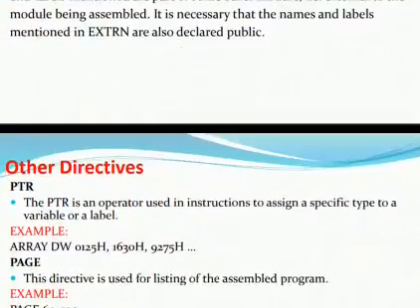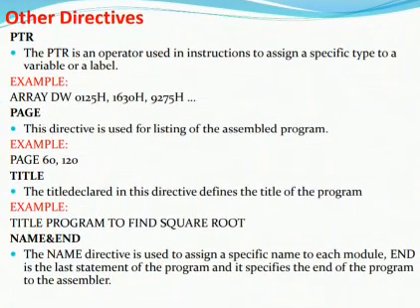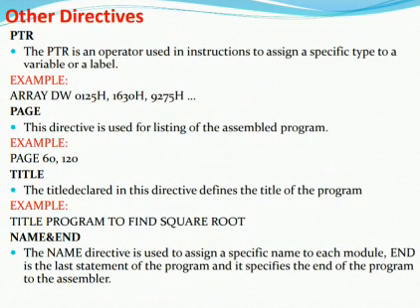Then the other directives used in 8086 are PTR. Pointer is an operator used in the instruction to assign a specific type to a variable or a label. Consider the example, array DW 0125H, 1630H and 9275H. It is used to assign a specific type to the array. And the next one is PAGE. This directive is used for listing of the assembled program. For listing, this type of directive is used. See the example, PAGE 60, 120.